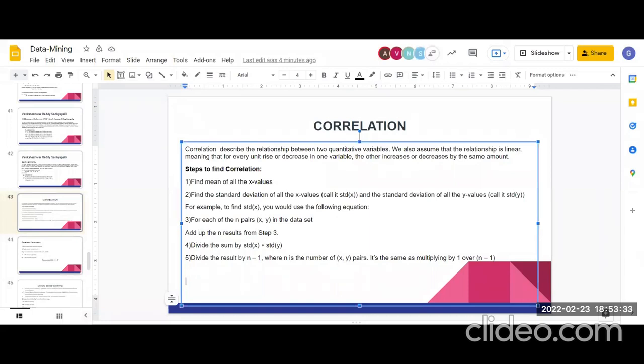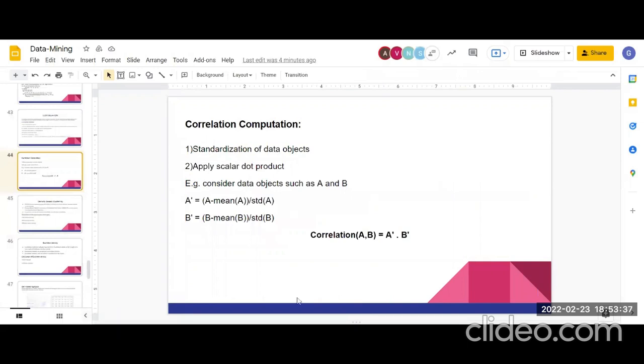And correlation computation is something which we can see over here. It has been classified into two main steps, where standardization of data objects happens in the first step, and then we apply the scalar dot product over them.